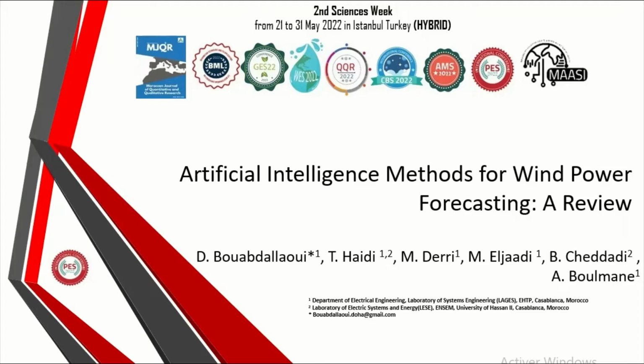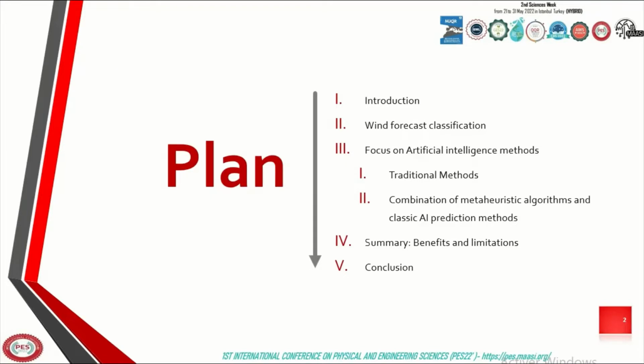Our presentation today is about a review of artificial intelligence methods for wind power forecasting. The plan that we will follow is first introduction, then wind forecasting classifications. We will focus on artificial intelligence methods, which are divided in two parts: traditional methods and the combination of meta-heuristic algorithms and classic artificial intelligence prediction methods. We will sum up the previous methods and see the benefits and limitations of each one, and finally conclusion.